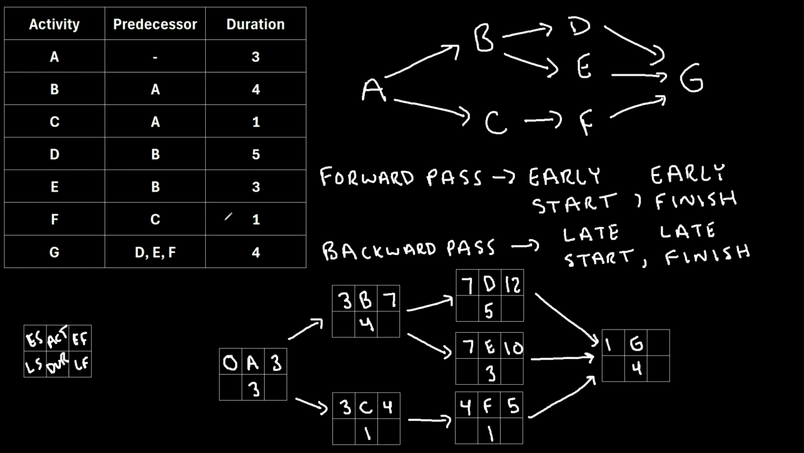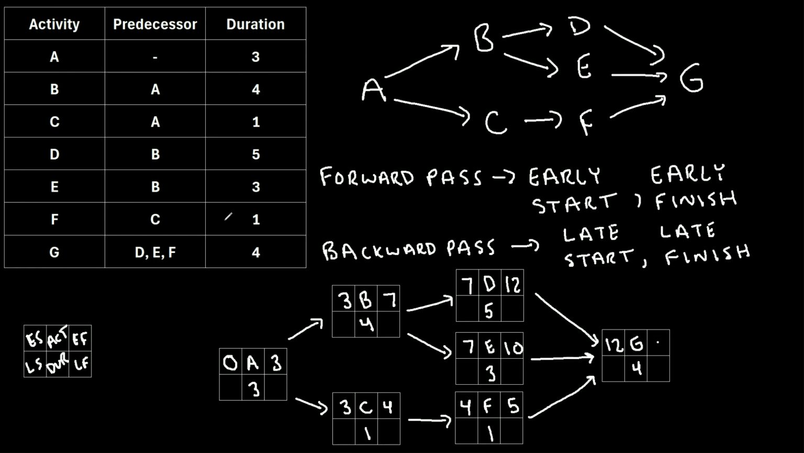So it will be a 12. And the reason for that is because if you think about it, activity G cannot start until D, E, and F have all been completed. And we can see that the earliest F could be completed is day 5, the earliest E could be completed is day 10, and the earliest activity D could be completed is day 12. So activity D will take the longest. So we have to wait all the way until day 12 until we can actually start activity G.